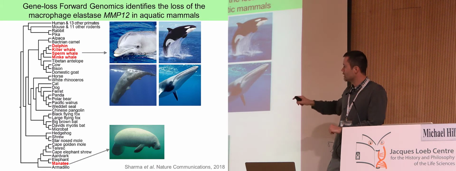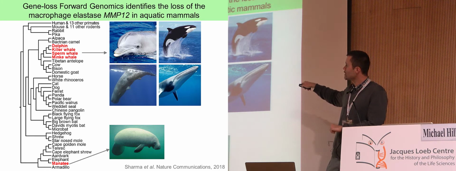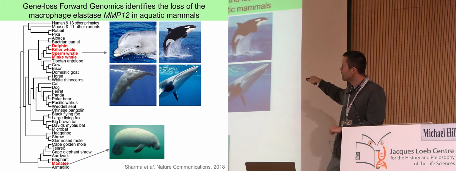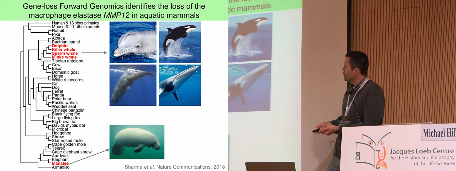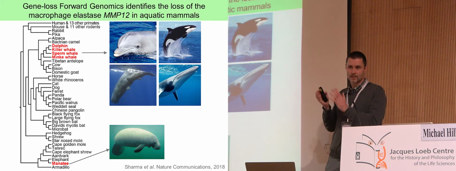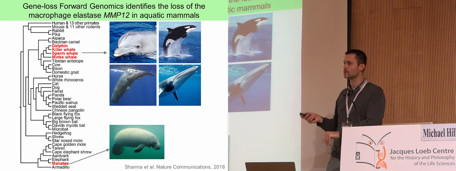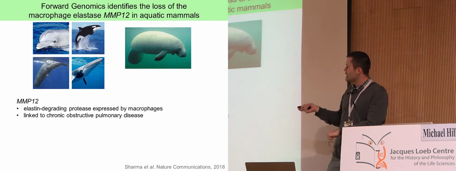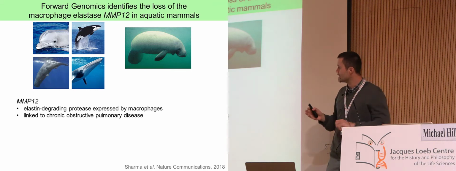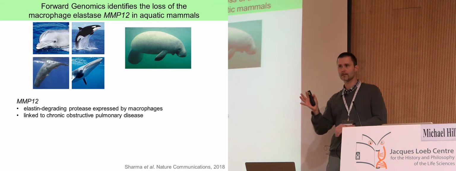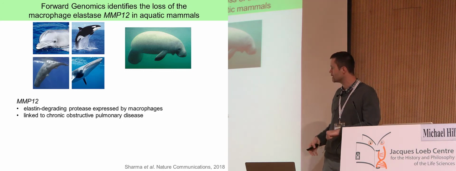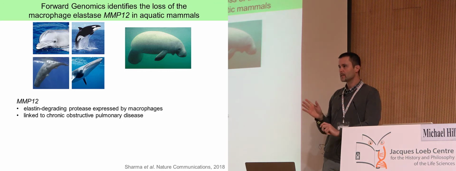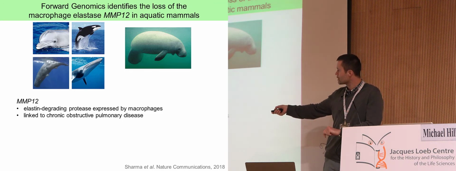And the last example I would like to show is that we can look for convergent gene losses in aquatic mammals, represented by whales and dolphins, and the manatee, which is a completely independent lineage. Among those genes which are exclusively lost, as far as we can tell based on the genomes available, in these creatures is MMP12. MMP12 is an elastin-degrading protease that is expressed by macrophages, certain types of immune cells. This gene is linked to a disease called chronic obstructive pulmonary disease.